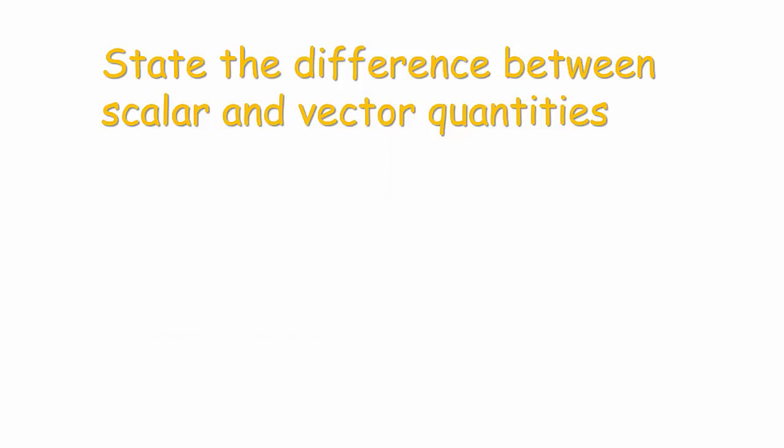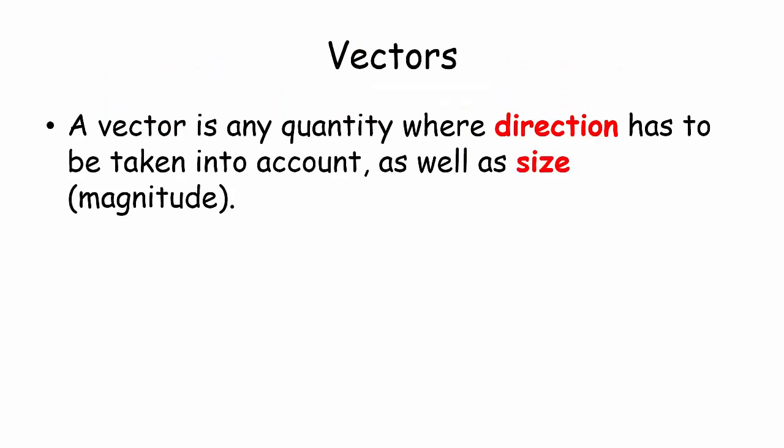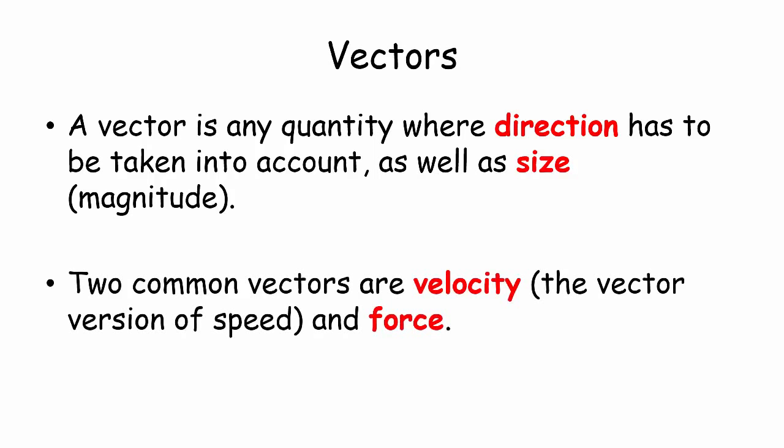Now I want you to be able to tell me the difference between a scalar and a vector. As such, I need to tell you what a vector is, and you should be able to compare the two. With a vector, as well as it having a size, a number that you can apply to it, there's also a direction that you need to take account of. Common vectors that you'll have come across before would be velocity, which is speed in a given direction, and force. The direction of a force is really important as to what will happen to an object.